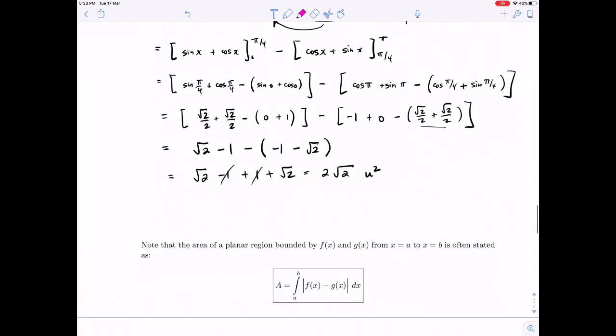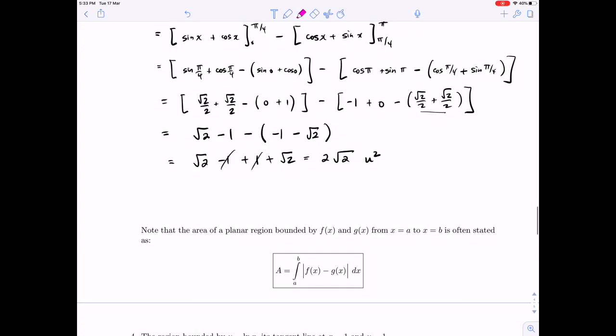So something to point out here, in a situation where we had to split the region into 2 because the top and the bottom function changed, you can still give the formula as a single integral if you want to by using an absolute value. So that's the little note that's here, is that very often the area of a planar region bounded by f and g from x equals a to x equals b is given like this. It's given with an absolute value sign so that if you're typing this into a computer system or whatever, you don't have to know which one is on top and which is on bottom. You can type in the absolute value and that will give you the correct answer.